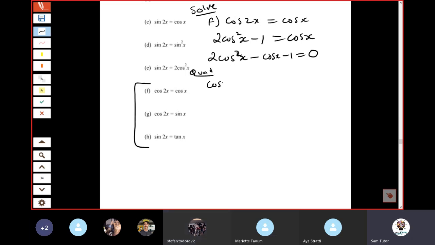Cos x, good job. Cos x equals, I'll just do it from here now. Cos x equals minus b, so 1 plus minus square root b squared minus 4 times a times c all over 2a.